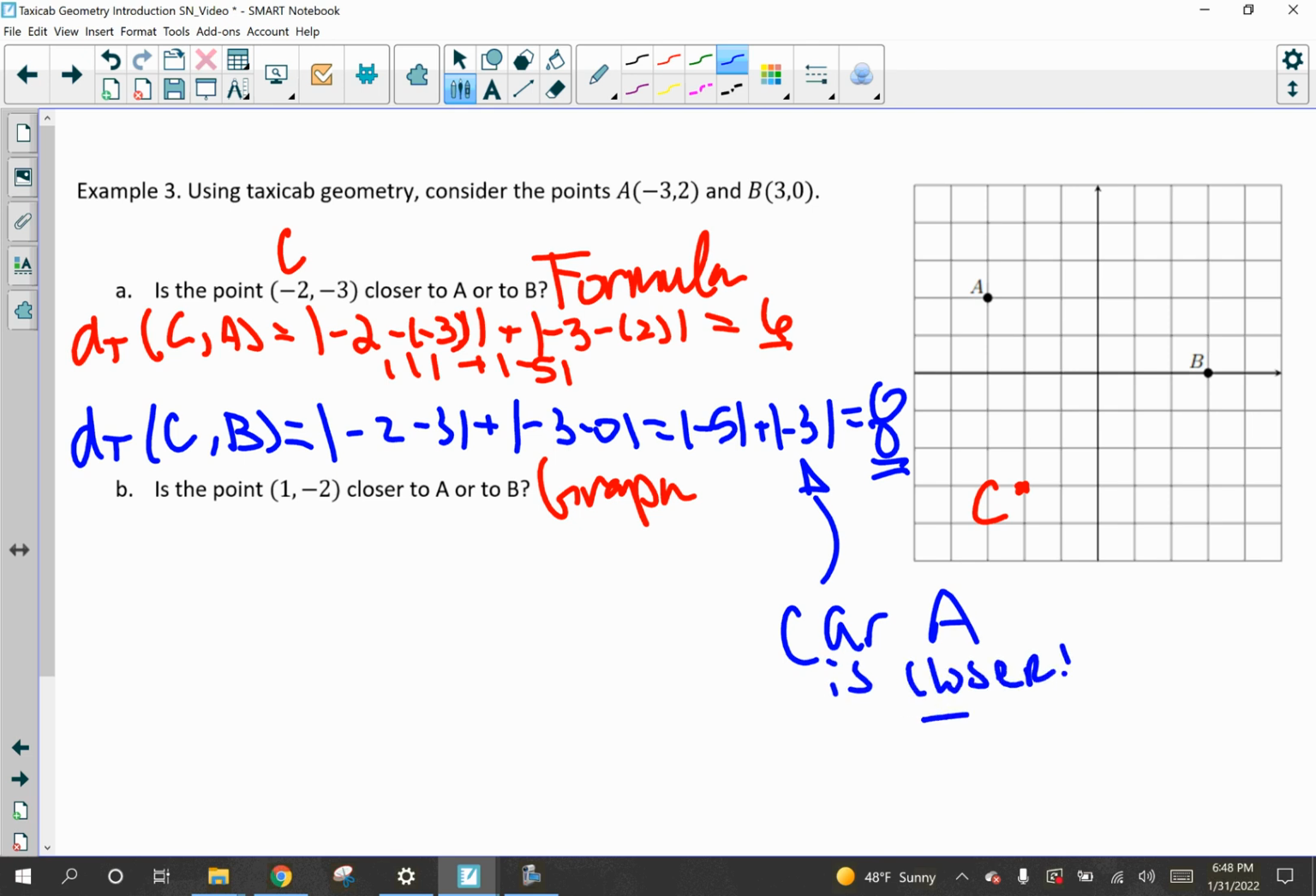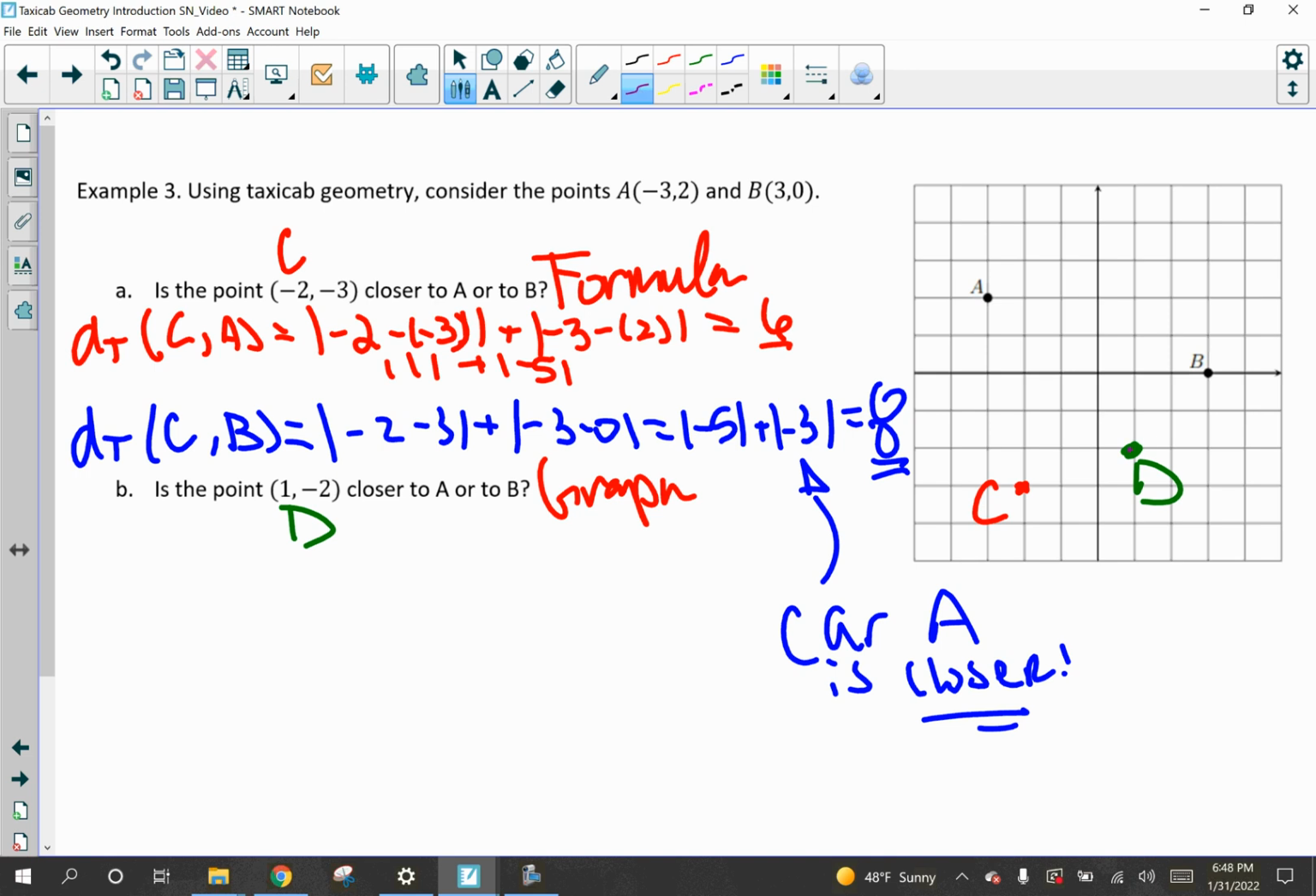This is the second time we've been doing a problem like this. I just did one in the last example, and now this example, so you can bet your bottom dollar you'll see this on the quiz. Then it's the point 1, -2, which we'll call D. Plot that puppy. Is that closer to A or B? For the sake of time, and so you can see other alternatives, let's just figure it out using the graph.